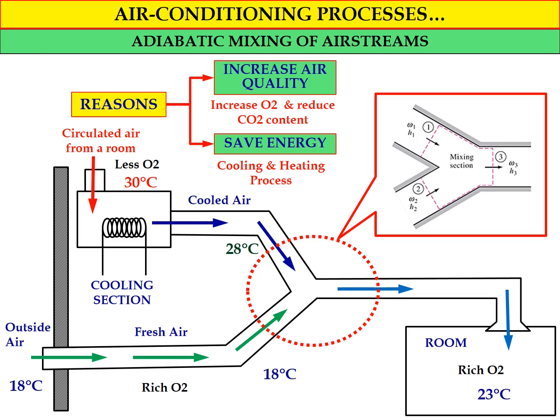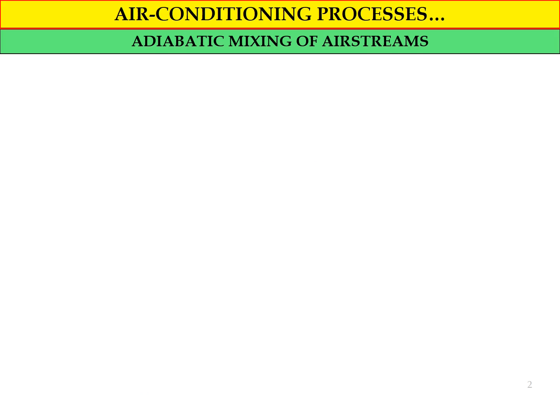we will probably have a temperature after mixing of around 23 degrees Celsius. If you look at the temperature difference between the circulated air from the room at 30 degrees Celsius and the outlet of the cooling section at 28 degrees Celsius, the difference is only 2 degrees Celsius. So less energy needs to be supplied to reduce the temperature from 30 degrees to 28 degrees. This is an example of how the mixing of air streams reduces the energy consumption of the air conditioning system.